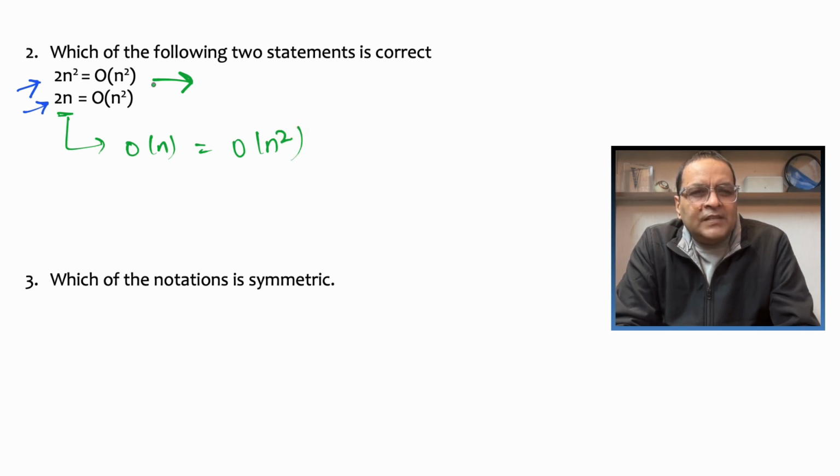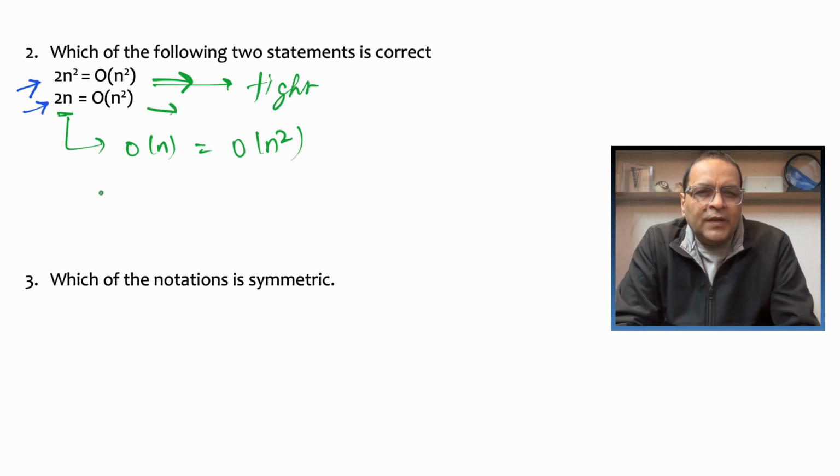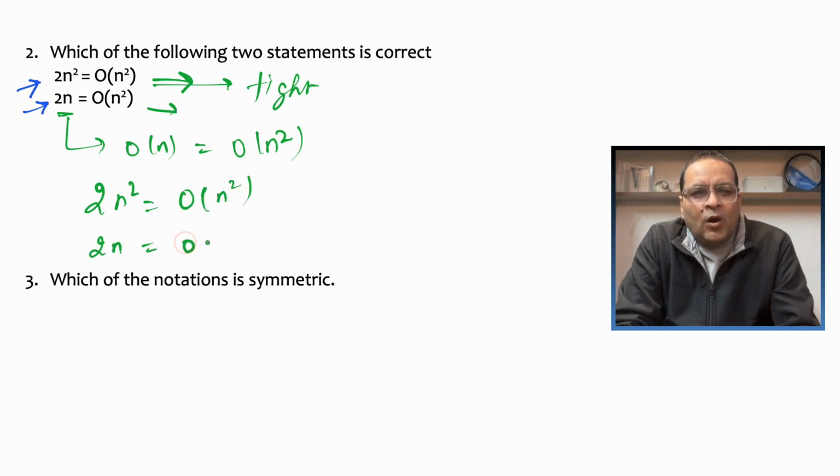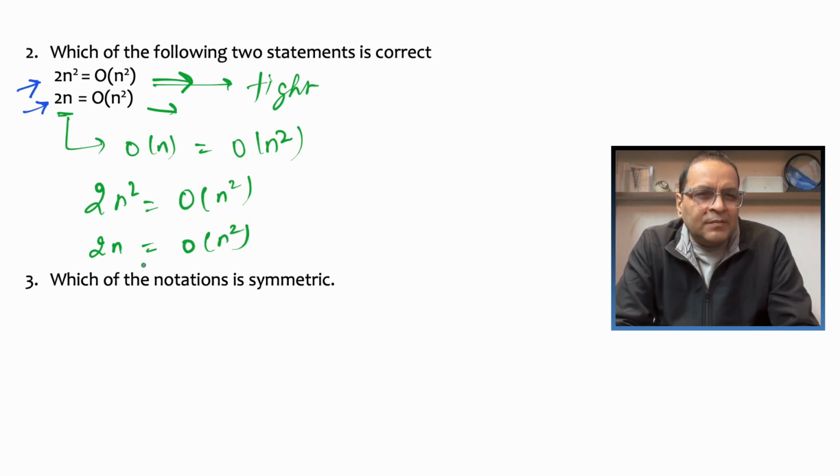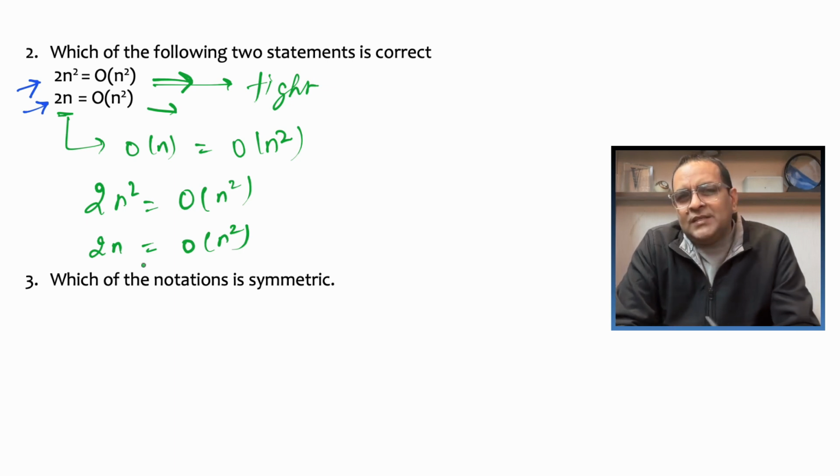But the first statement is a tighter bound, whereas this is a very loose bound. A better statement would be that 2n square is big O of n square and 2n is small o of n square. So this is a much better statement, but technically both of these statements are correct.